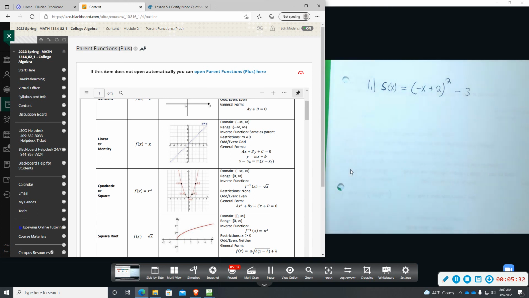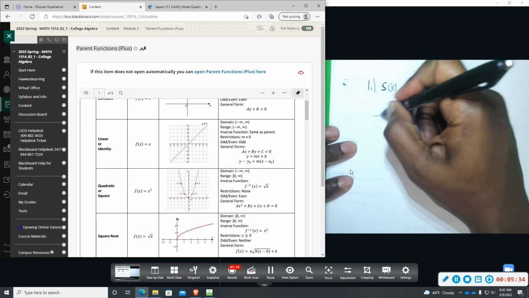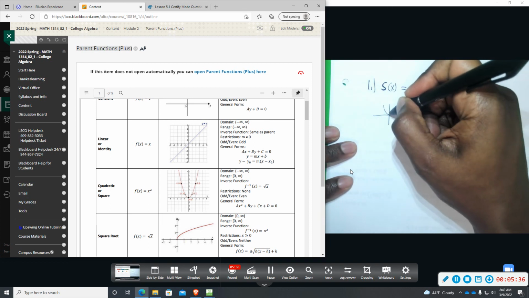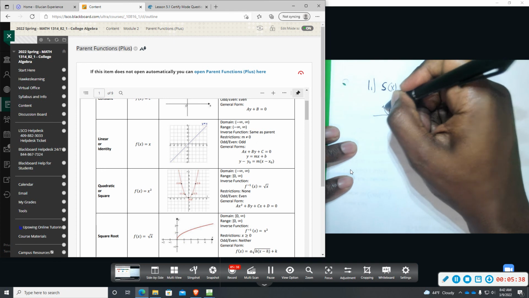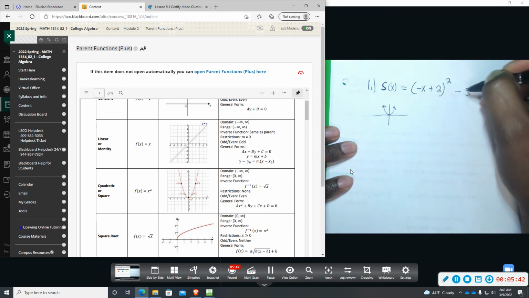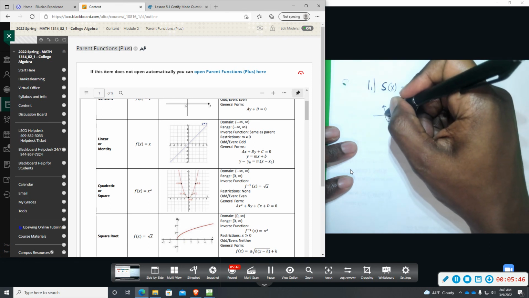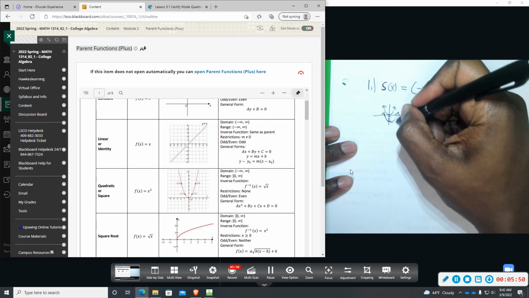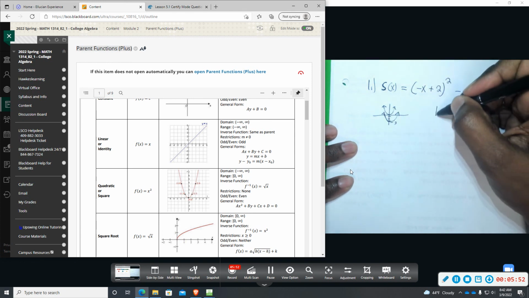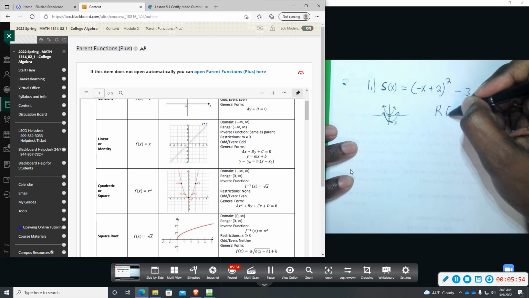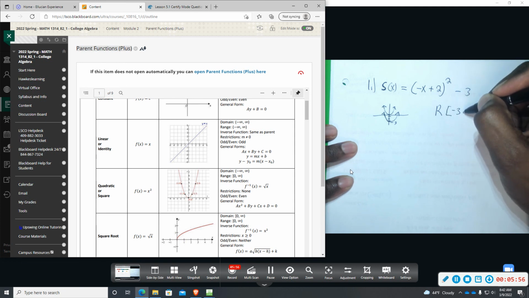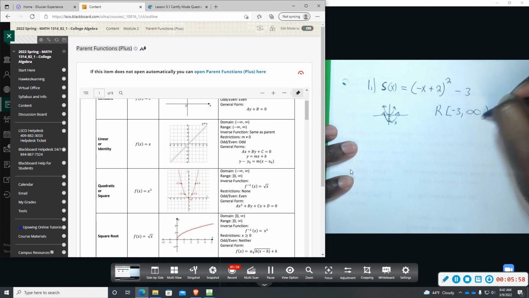So if we just compare our parent function, which would start in the middle, the horizontal shift is not going to affect the range, but the vertical shift will. So my graph went down 1, 2, 3. So instead of starting at 0, it is now starting at -3. So now my range is from -3 to infinity. I just went down 3.